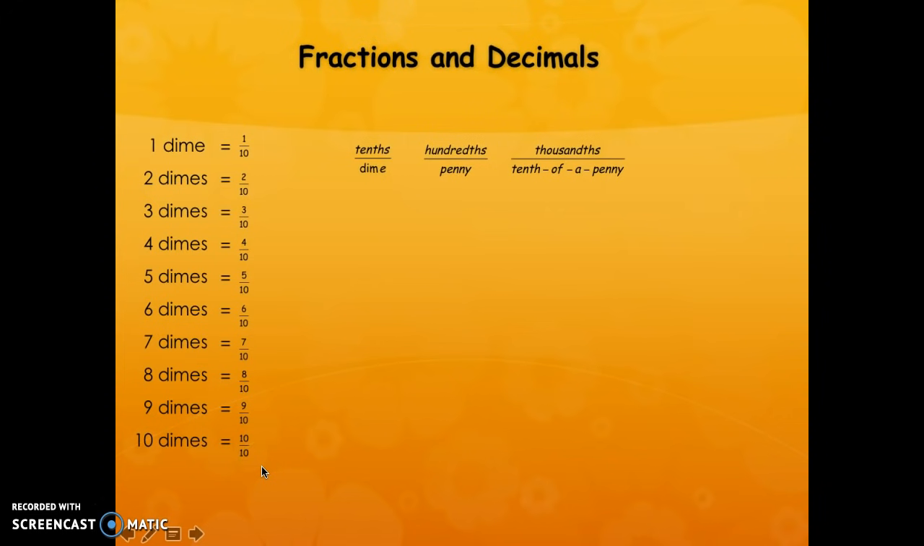So now these fractions written as decimals look like this. 1/10, 2/10, all the way down. And notice when I get down to 10 tenths, my 1 moves to the ones place because now I have 1 whole. So that 1 is no longer in the tenths place, it moves to the ones place. 1 whole dollar, for example.